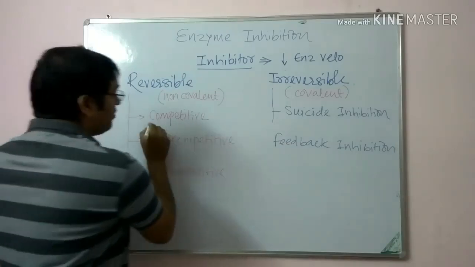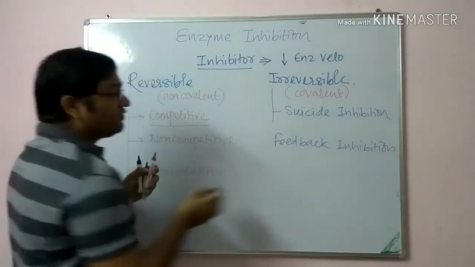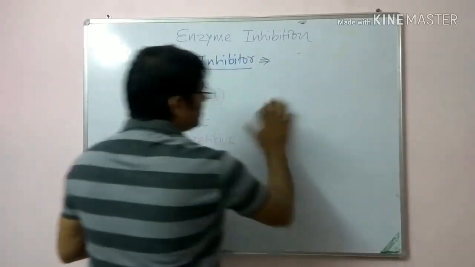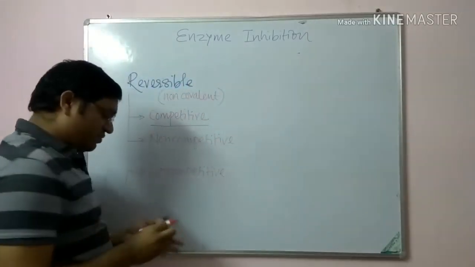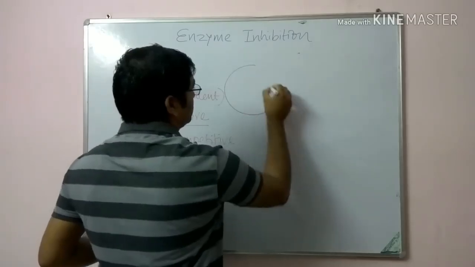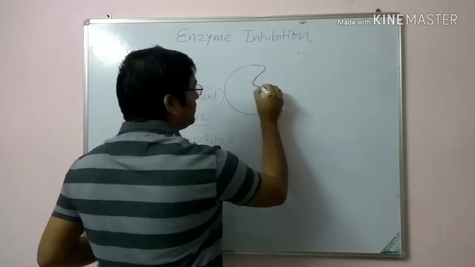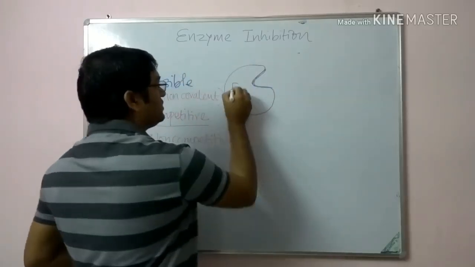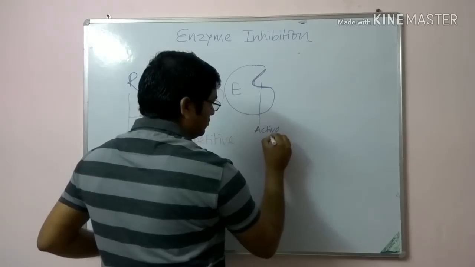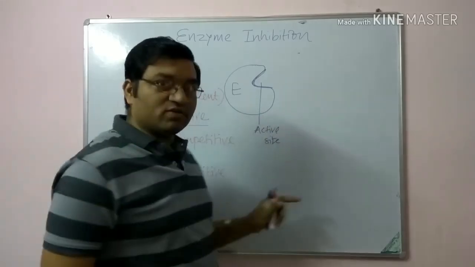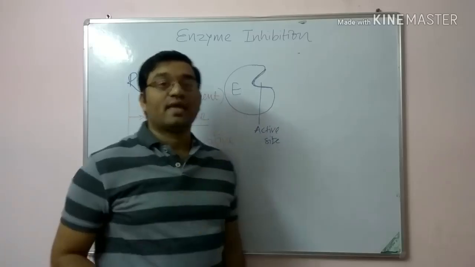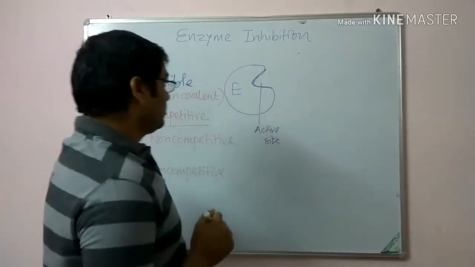Now coming to competitive inhibition, this is very important, and there are various drugs which act by this mechanism. Suppose this one is the enzyme molecule and this one is the active site of an enzyme. You know that the active site is a pocket, crevice or cleft on a big enzyme molecule where the substrate can bind. That is known as the active site of an enzyme.